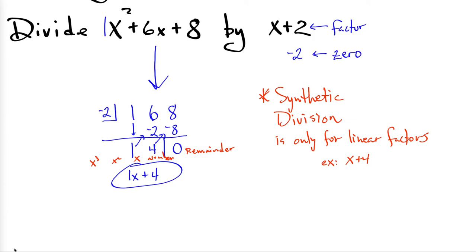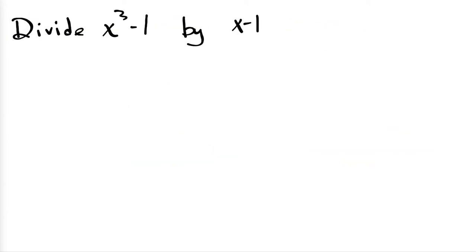Okay, let's try another one together. I'm going to skip that one, go right to that one. We're dividing x cubed minus 1 by x minus 1. Now, I know you don't remember these off the top of your head, but this is a difference of cubes, which can be factored evenly. If you remember it, fantastic.